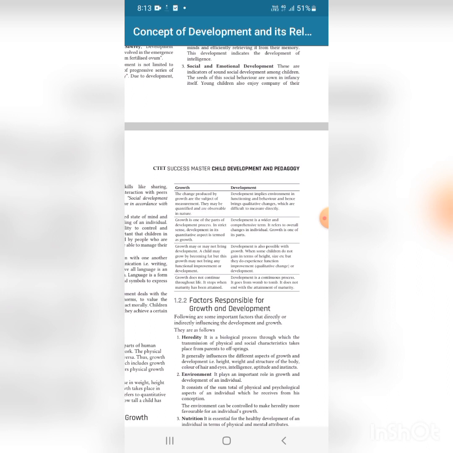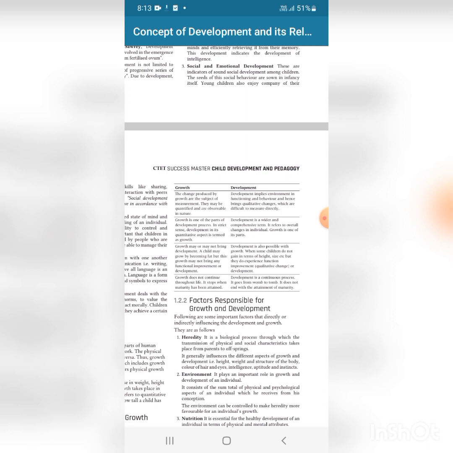Growth is one of the parts of the development process. In strict sense, development in its quantitative aspect is termed as growth, whereas development is a wider and comprehensive term. It refers to overall changes in the individual, like enhancements of a personality. Growth may or may not bring development. A child may grow by becoming fat, but this growth may not bring out any functional improvement or development.